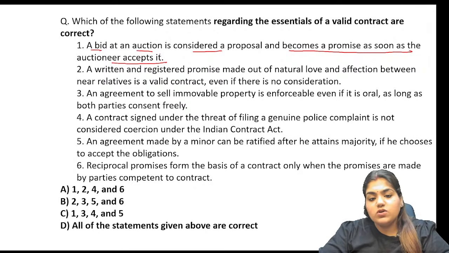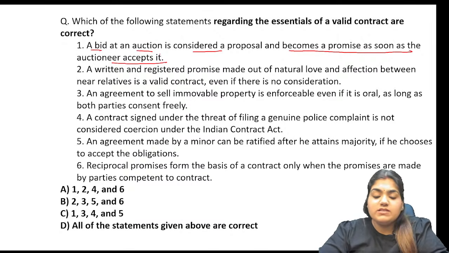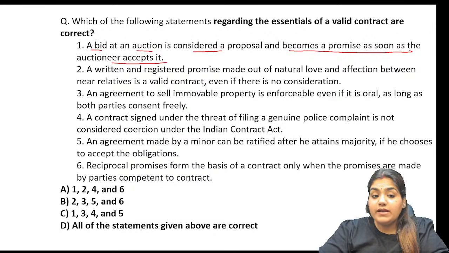Statement number 2 is also correct. A written and unregistered promise made out of love and affection is a gift. If it is written and unregistered, we do not need to pay consideration. Consideration is an essential part of a contract, but when it is made out of love and affection, we do not need consideration. We do not pay consideration for gifts. Statement number 2 is correct.